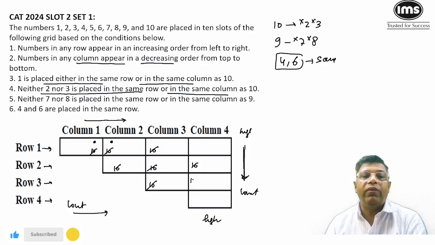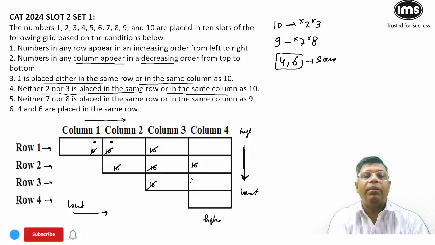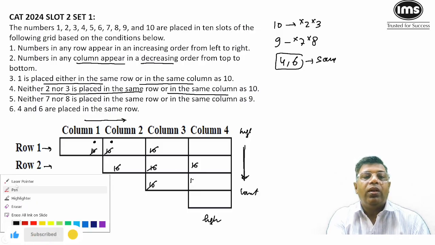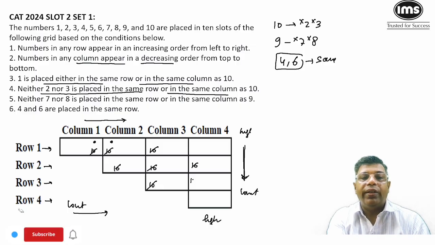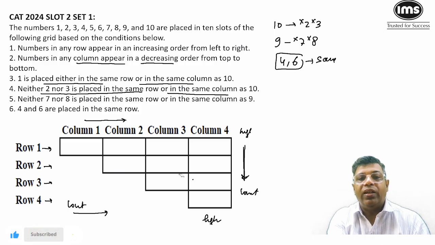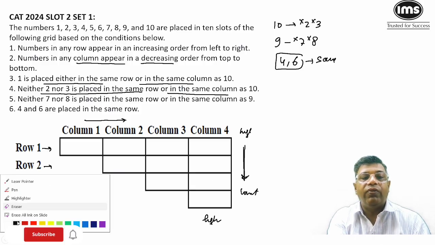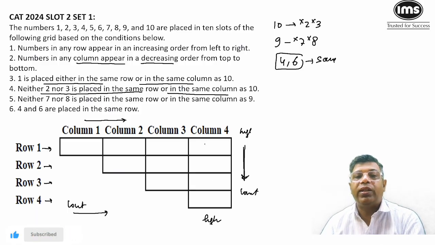So there is only one possibility for 10, that it will come in the extreme top corner. The reason is that if you take 10 in any other corner, then our conditions number 1 and 2 will not get satisfied. So this is what we have to understand. So I think the first target is to place 10. And now I know that 10 can only come over here.